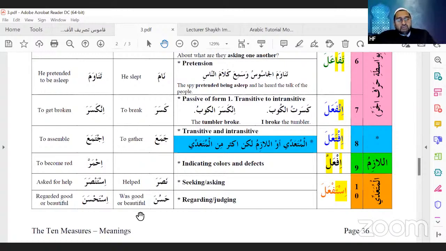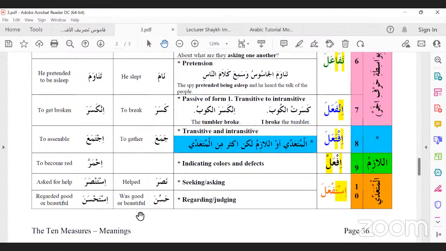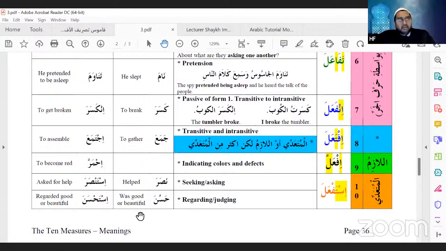Now, can you kindly do the six forms of the imperative for istaghfara, which starts istaghfir? Istaghfir, istaghfira, istaghfiru, istaghfiri, istaghfira, istaghfirna.